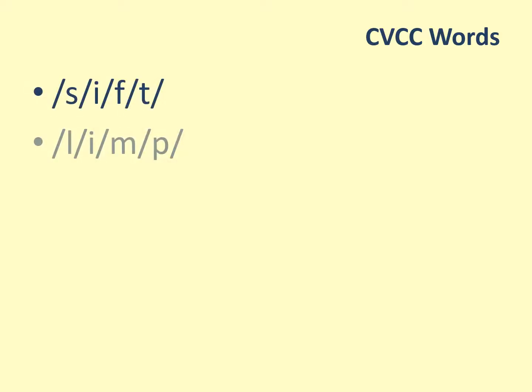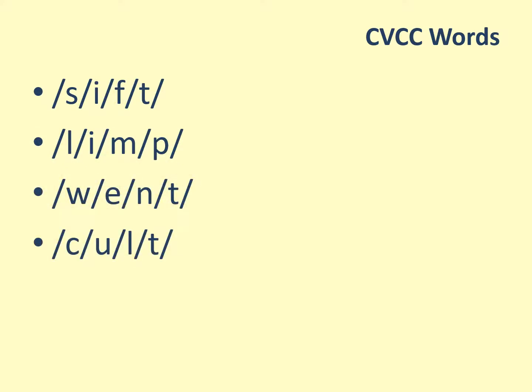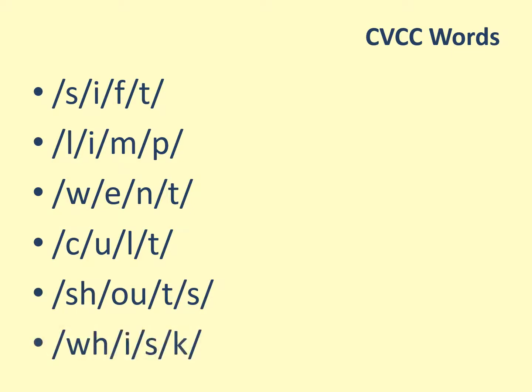Now we flip, and we have vowel, consonant, vowel, consonant, consonant. So sift, limp, went, cult, shouts, whisk. If you can't hear that you have a consonant, vowel, consonant, consonant word in any of those, practice saying them and feel what your tongue and your lips are doing so that you can feel the change as each sound is made. When you've done that, move on to the next slide.